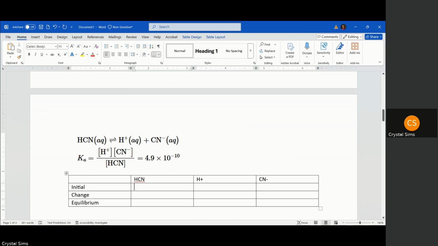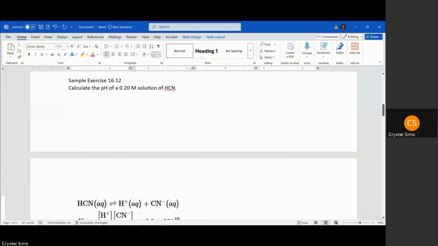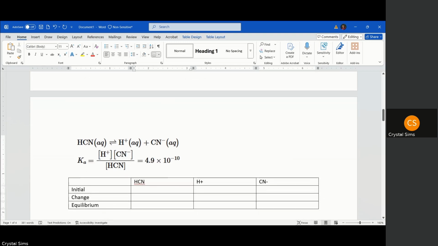So the initial concentration, as I was given in the problem, was 0.20. So I'm going to plug that in here. And I know that my initial concentration for my products is 0. I don't know how much it's changed. I'm not able to calculate that at this point, but I just know that it's going to change.